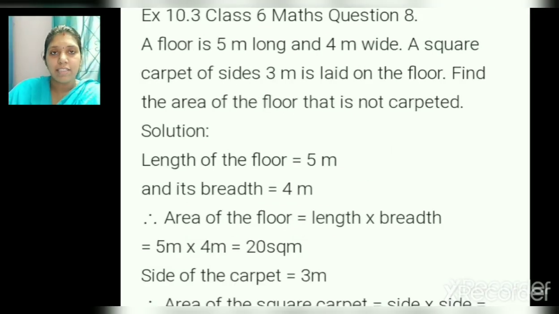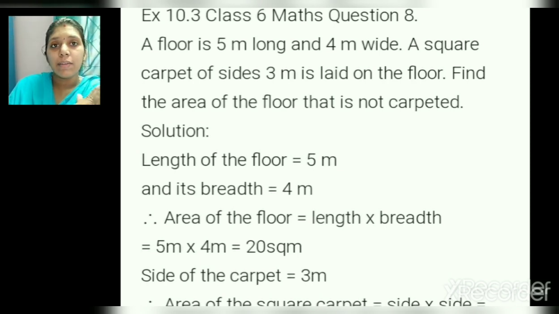Question number 8. A floor is 5 meter long and 4 meter wide. A square carpet of side 3 meter is laid on the floor. Find the area of the floor that is not carpeted. Here in this question, two cases are given. First one is a floor is 5 meter long and 4 meter wide.